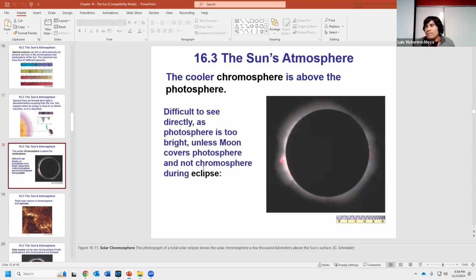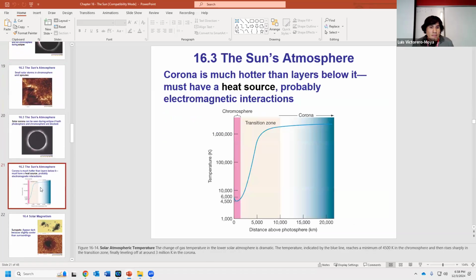We can see the corona during a total solar eclipse. All right? It's like a halo surrounding the sun. Very hot. Look at the temperature scale or temperature curve. In the photosphere, you're at 6,000 kelvins, right? In the chromosphere, as you would expect, the temperature decreases. Then there is a transition between the chromosphere and the corona. And then in the corona, you again go to about 1,000,000 kelvins.